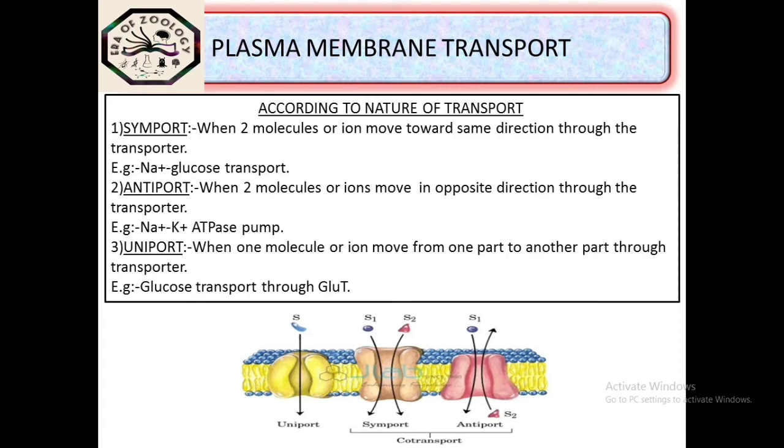So now we will be talking about symport, antiport and uniport systems. There are some transport types. Here in this pictorial view, you can see that S is a molecule going from outside of this cell to inside of this cell through this channel protein, and this direction is one way. Uniport transport is when one molecule or ion moves from one part of the cell to another part. An example of uniport is glucose transport through GLUT.